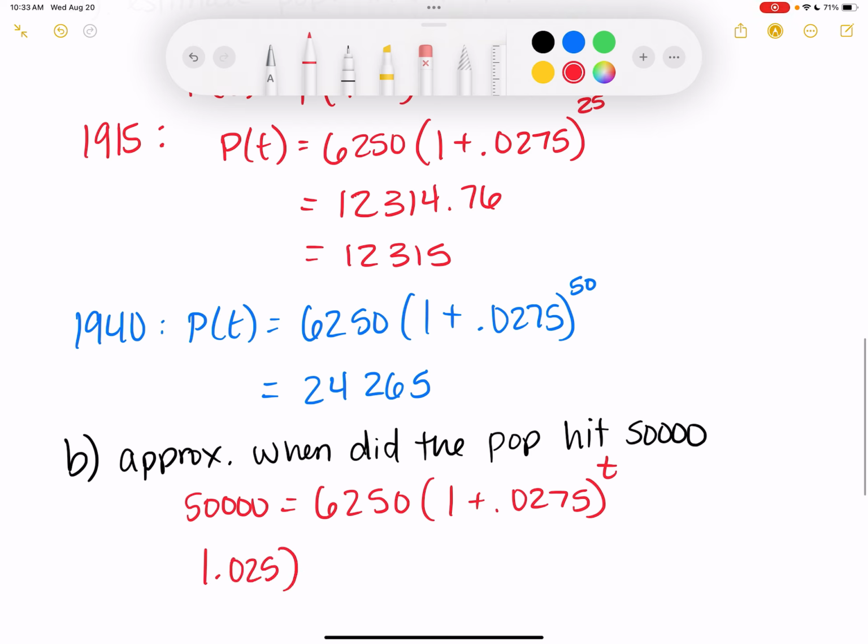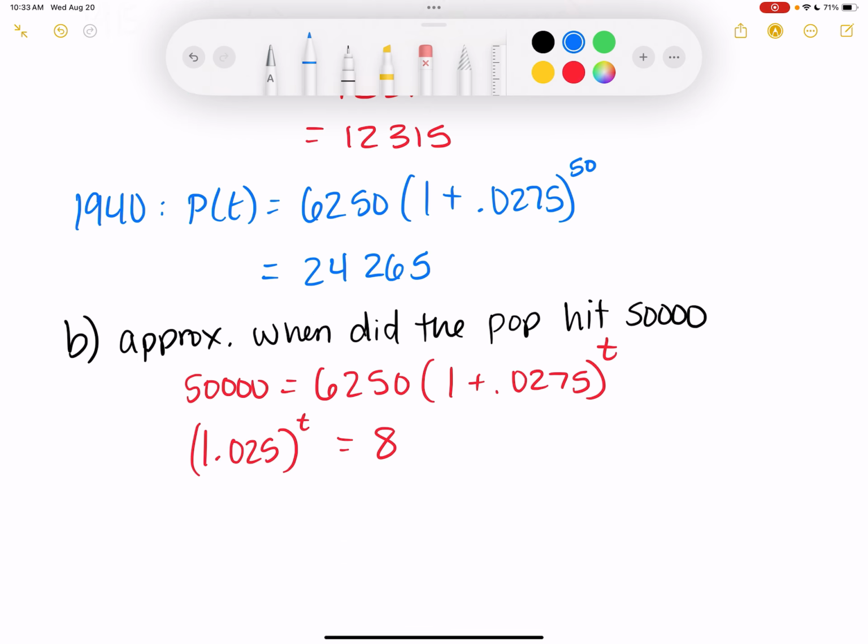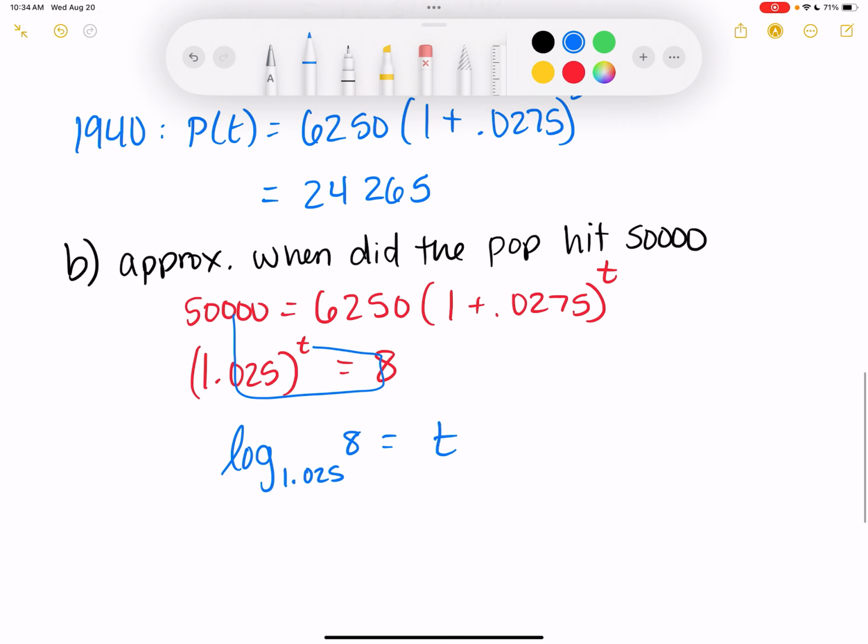I'm going to move the 1.0275 raised to the t to this side, which is equal to 8. And then I don't know if you remember solving using logs or not, but I do the little L thing. So it would be log base 1.025 raised to the 8 equals t. Do you remember where log base is on your calculator? You need a refresher.